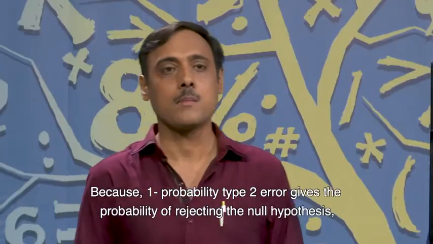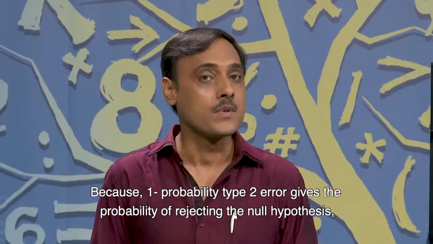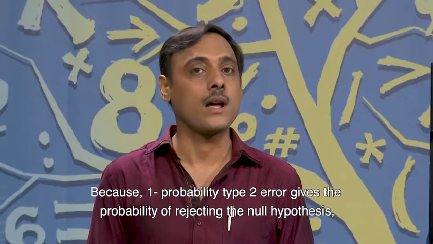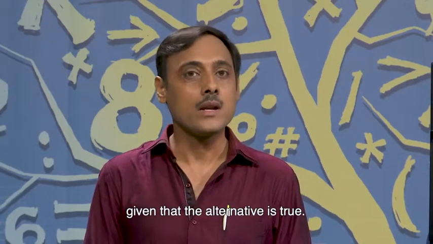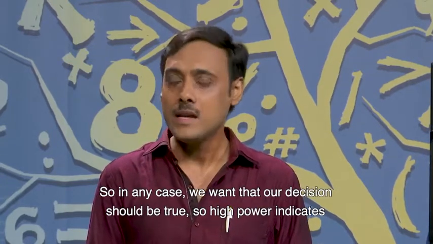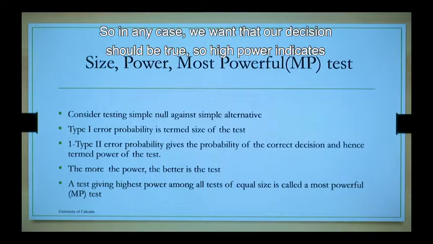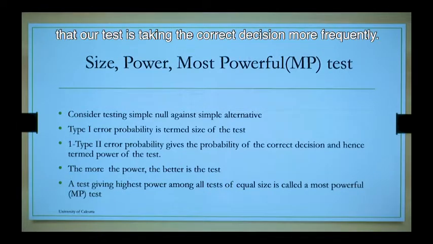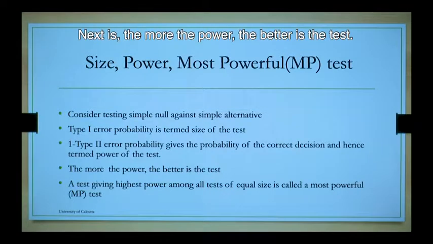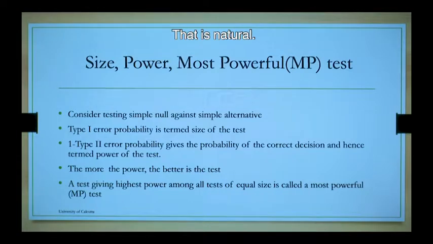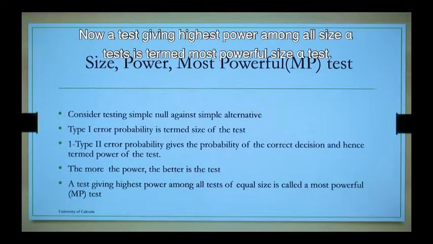Now, why power? Because 1 minus the probability of type 2 error gives the probability of rejecting the null hypothesis given that the alternative is true. That is, this actually indicates the probability of a correct decision. So, in any case we want our decision to be true. High power indicates that our test takes the correct decision more frequently. Next, the more the power, the better is the test, that is natural. Now, a test giving the highest power among all size alpha tests is termed the most powerful size alpha test.